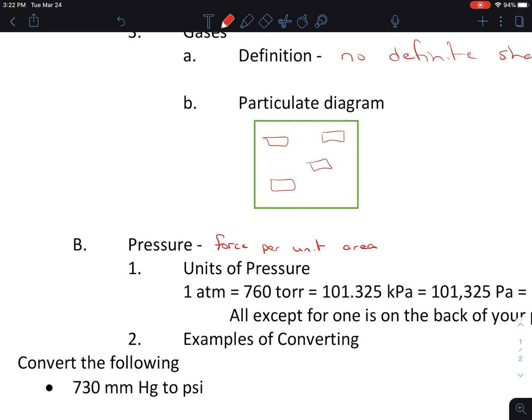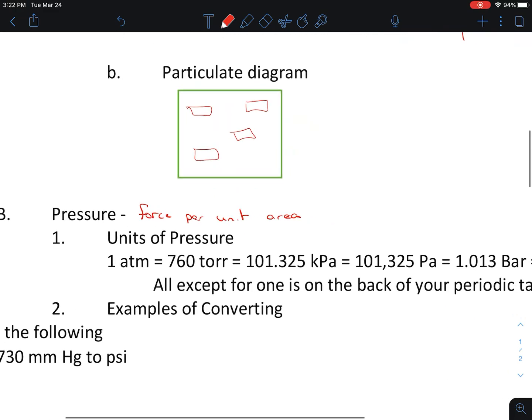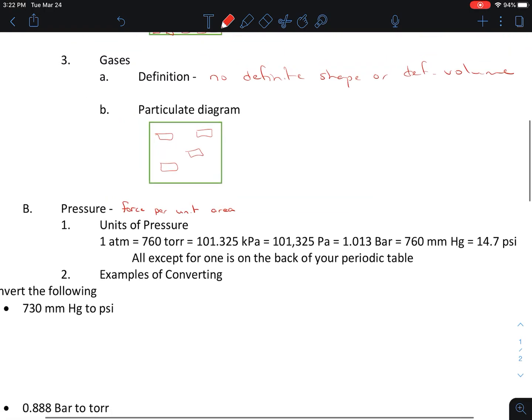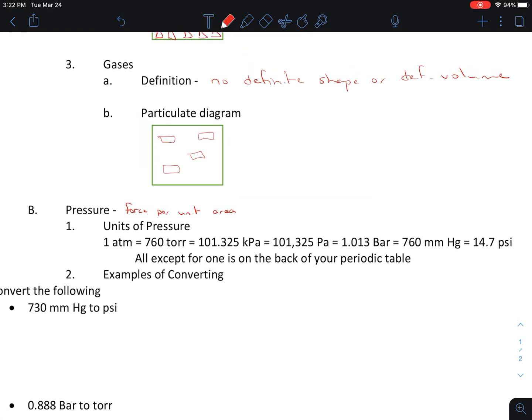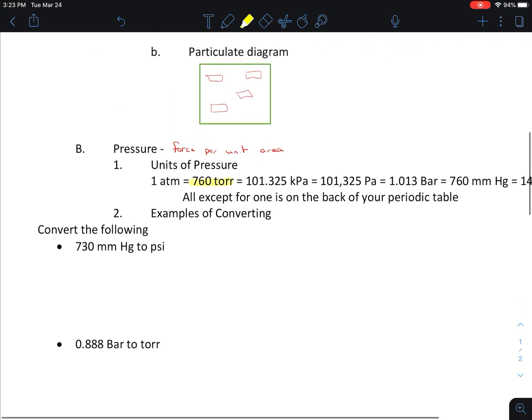All right, as we move on, the units of pressure: we have quite a few of these units, and most of them are on the back of your periodic table, so hopefully you still have access to that. They're all listed on there except for, I think, torr, which is the only one missing. So you have all these conversions. You can add it on the back of your periodic table if it'll help you. That's all the work we're going to do today, we're just going to convert these.